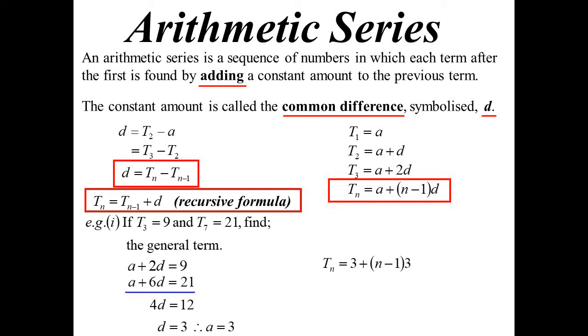The general term then, A plus n minus 1 D. So sub in the 3's. In this one, we've just ended up with multiples of 3. So 3n would be the formula for this number pattern. So what would term 100 be? 300. Which would be the first term bigger than 500?